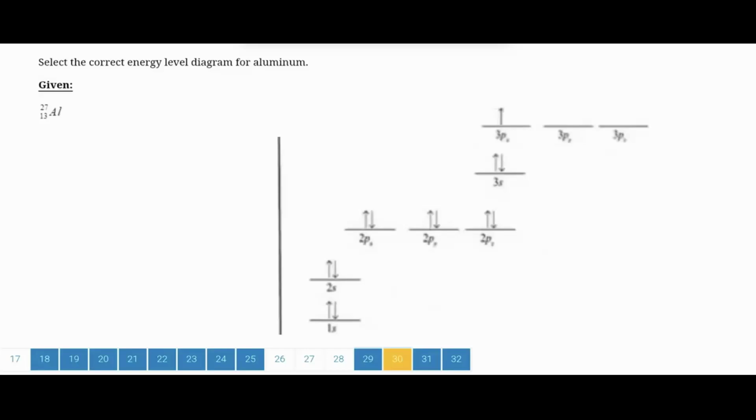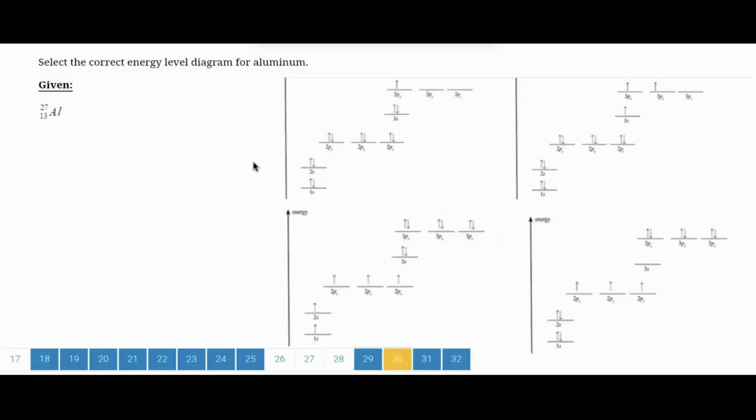The next question is asking about the configuration of aluminum and gives 4 different possible configurations. I know that aluminum has 13 electrons, so this means it is 1s2, 2s2, 2p6. I'm still having 13 electrons, and I finished 10 of them, so I have to go a little bit slowly. Then I have 3s2 and then 3p1. This is the configuration that I need to find.